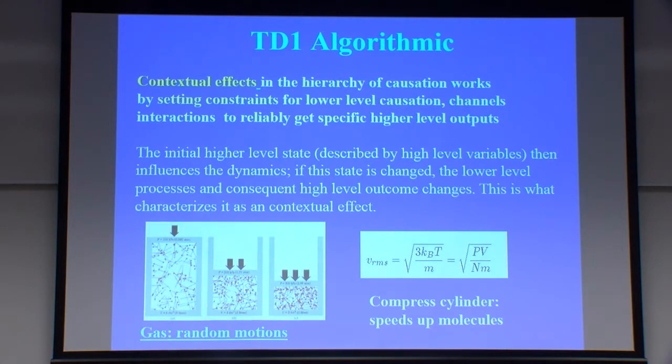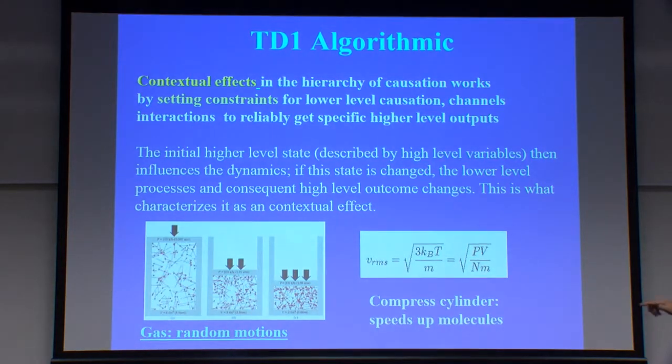Its contextual effects determine what happens in the hierarchy by setting constraints for lower-level causation, channeling interactions to reliably get specific higher-level outputs. The initial higher level state is described by a set of higher level variables, which then influences the dynamics. If the higher level state is changed, the lower level processes change, and then the consequent higher level outcome changes. And that's what makes it a contextual effect.